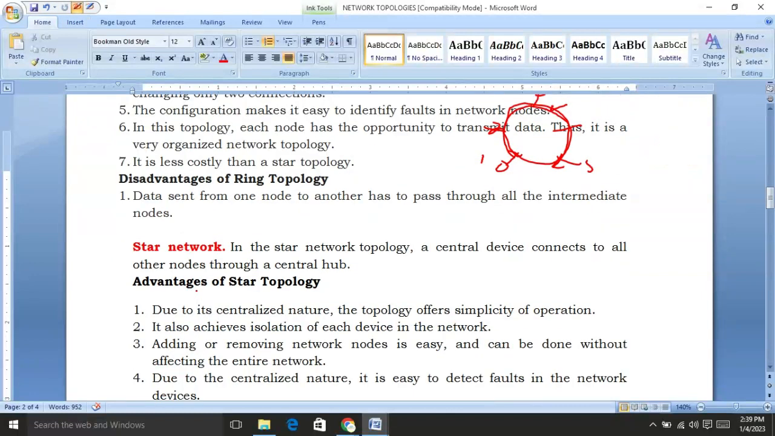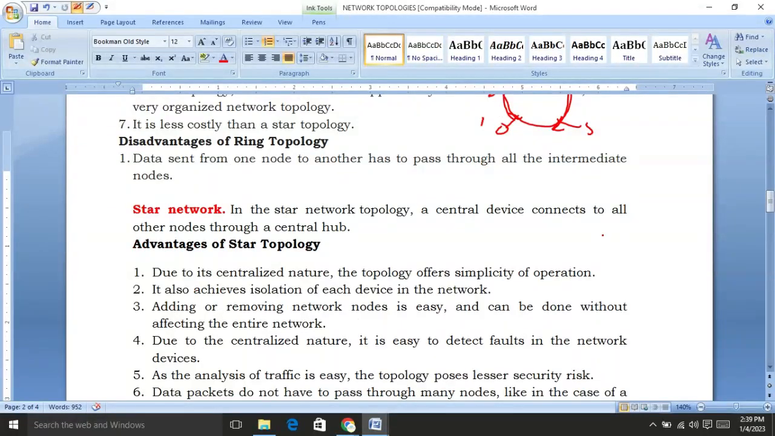The next one is the star topology. In star topology, there is a central hub. We connect a number of nodes to the central hub. This is one node, this is the second node, this is the third node, and this is the fourth node. It is very easy to implement, and we transmit the data from point to point, that means from one system to the other system directly. We can isolate problems very easily, right? And depending upon the capacity of the central hub, we can add or remove nodes.